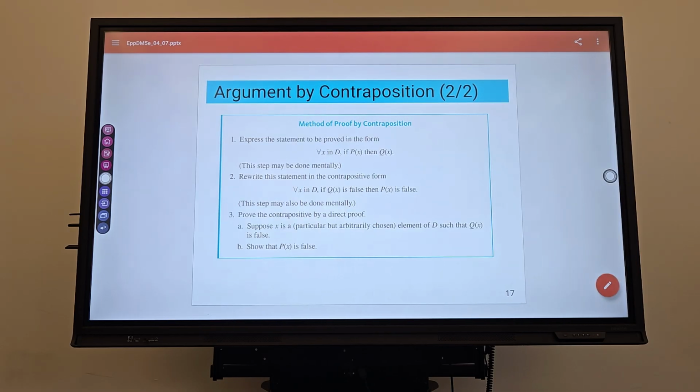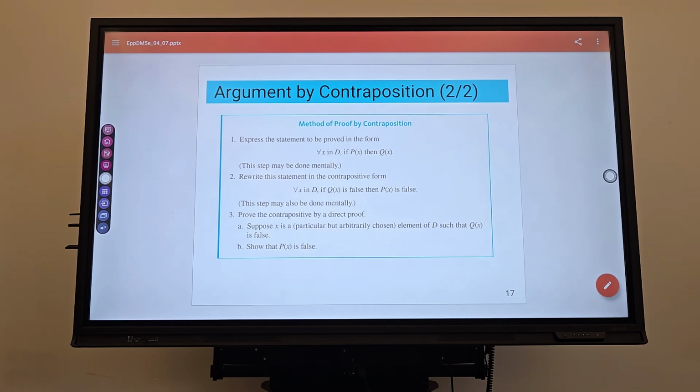So, you express the statement to be proved in the form of for all x in D, if P of x, then Q of x. Rewrite the statement in the contrapositive form: if Q of x is false, then P of x is false. Then prove the contrapositive by direct proof.